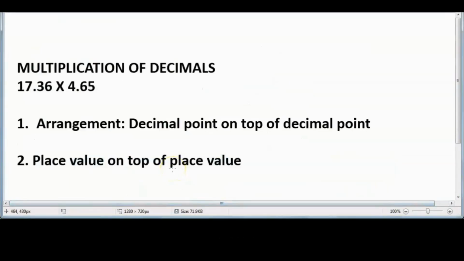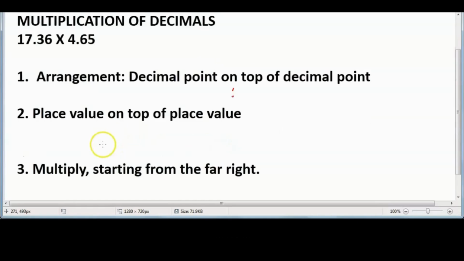Multiplication of decimals. For multiplication, there is one additional method. But before we go into that, let's finish with the arrangements first. For the first arrangement, a decimal point on top of the decimal point. We have 17.36 times 4.65. Let's keep that for now. We'll move on to step 2.